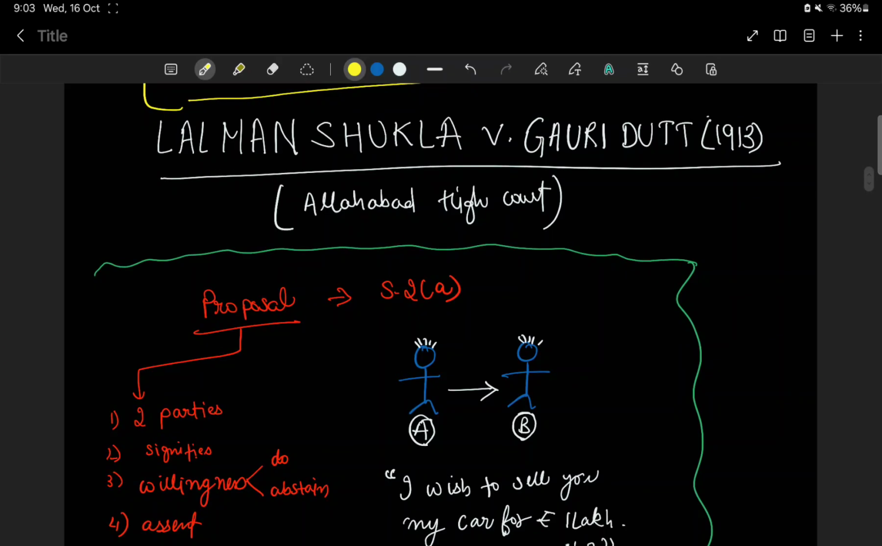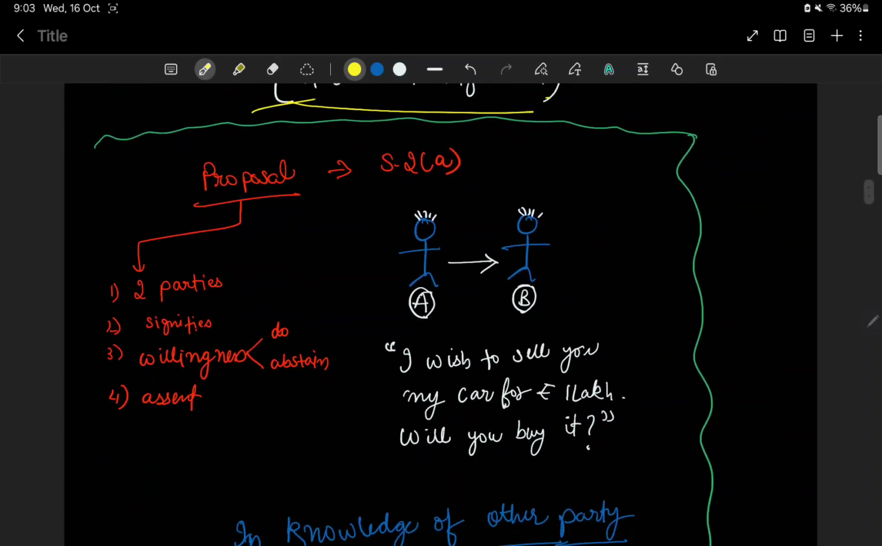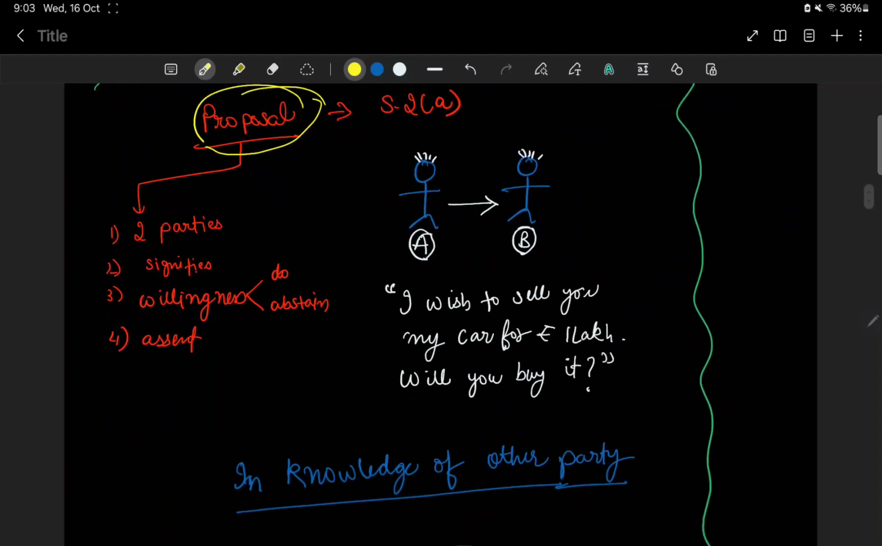Now coming to our first landmark judgment on the subject, Indian Contract Act. It is Lalman Shukla versus Gauri Dutt. 1913 का ये केस है और इलाहाबाद हाई कोर्ट की ये जजमेंट है. ठीक है. So to understand this case law, firstly we are required to know the concept of proposal. What is proposal? Only then we can easily understand the case law.